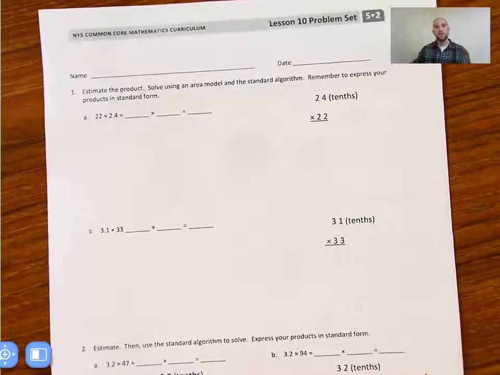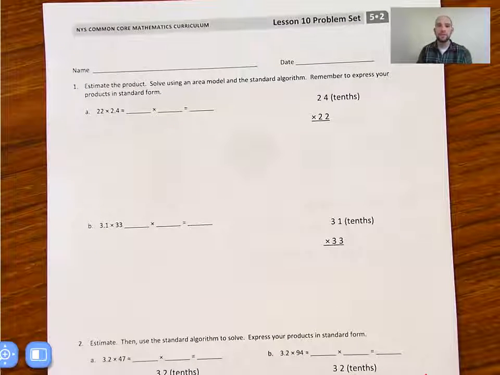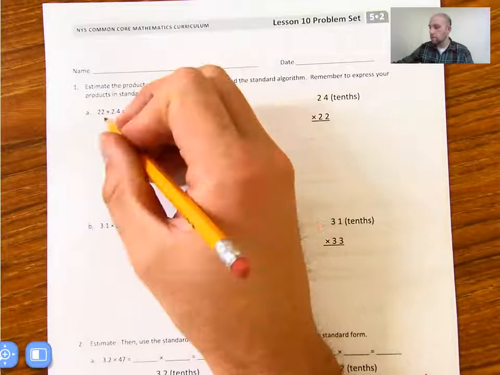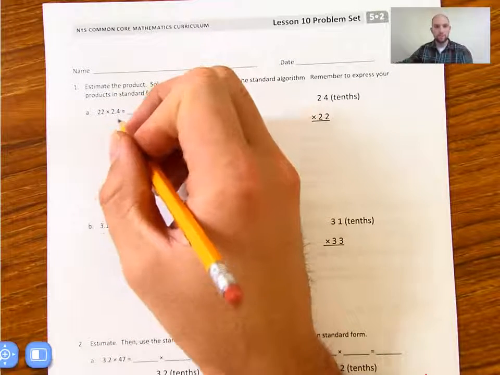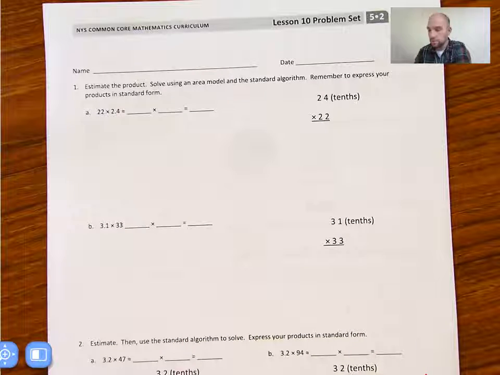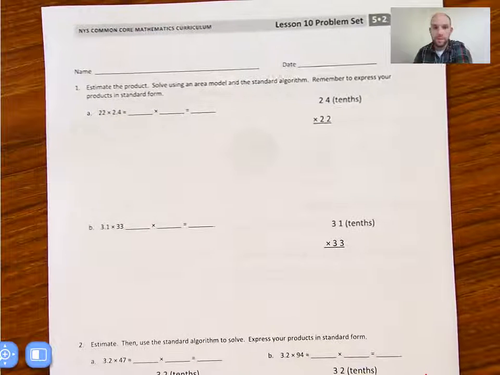first question. It says, estimate the products, solve using an area model and the standard algorithm. Remember to express your products in standard form. So the first thing we need to do is estimate the product. So we have 22 and we have 2 and 4 tenths. So 22 times 2 and 4 tenths.